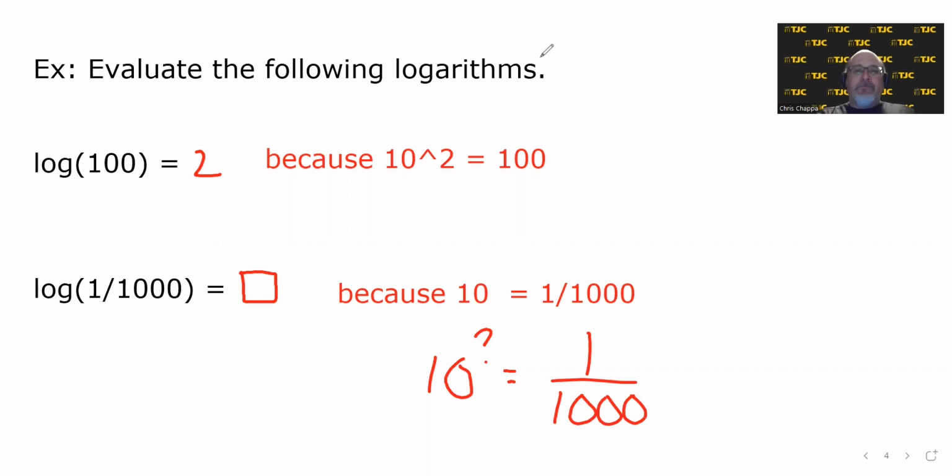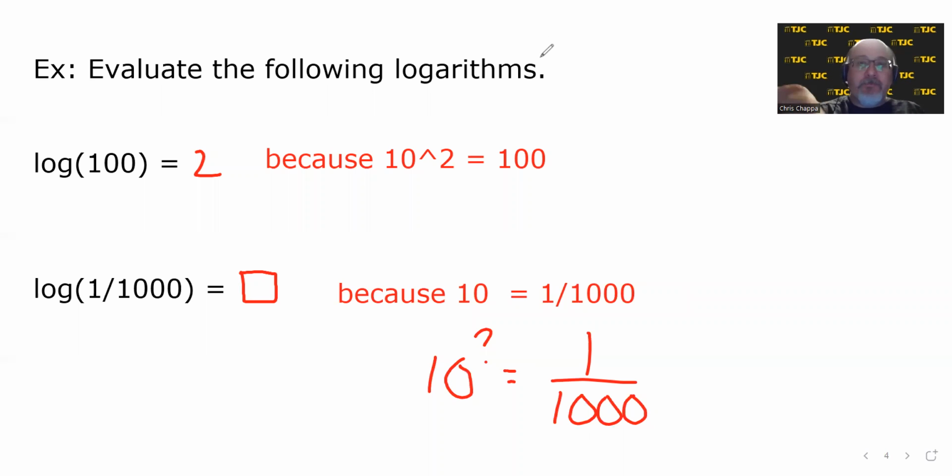Well, I know what power turns 10 into 1,000. 3. 10 to the third power is 1,000. Powers of 10 are easy. You just count the zeros. But I need a power that turns it into 1 over 1,000. And what type of powers produce reciprocal answers?